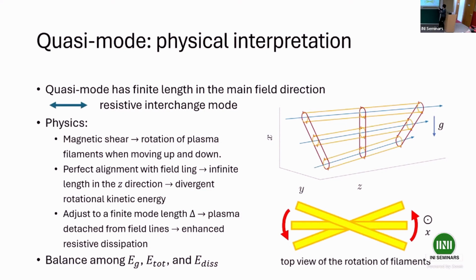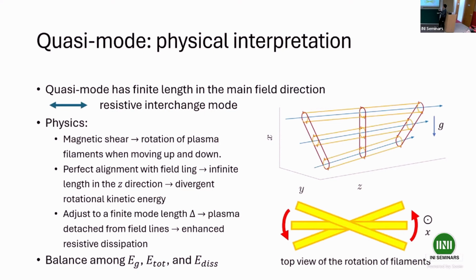This is the top view of this picture, and this yellow column corresponds to the yellow column in the bigger picture. It's just the convective plasma filaments. As it moves up and down, it will rotate with respect to the x-axis. So if the quasi-mode has perfect alignment with the field line, it needs to have infinite length in the z direction, because the system is infinite in the z direction, which means the rotational kinetic energy will diverge because of its infinite length.